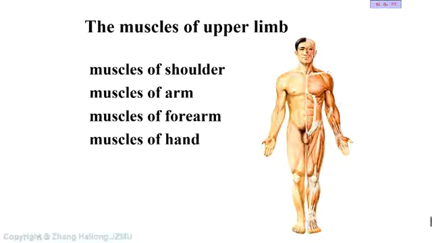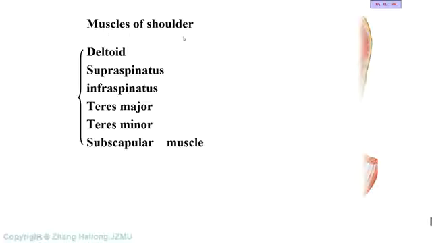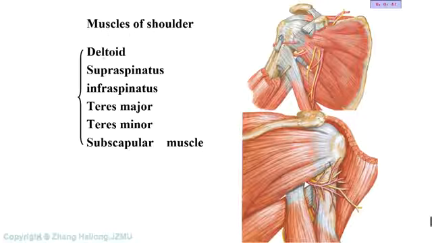The muscles of the upper limb include the muscles of the shoulder, the arm, the forearm, and the hand. First, let's see the muscles of the shoulder. And first, let's see the names of them. First one, deltoid. Second one, supraspinatus. Third one, infraspinatus. Teres major, teres minor, and subscapularis muscle.